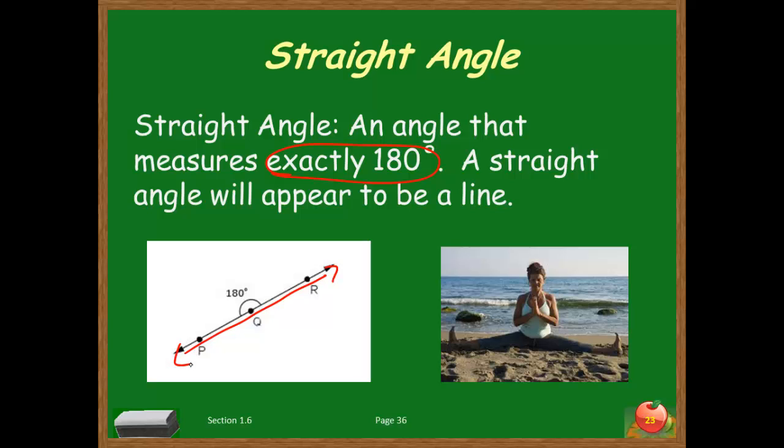A straight angle. An angle that measures exactly 180 degrees. A straight angle will appear to be a line. This woman who is stretching her legs is almost a straight angle. A straight angle.